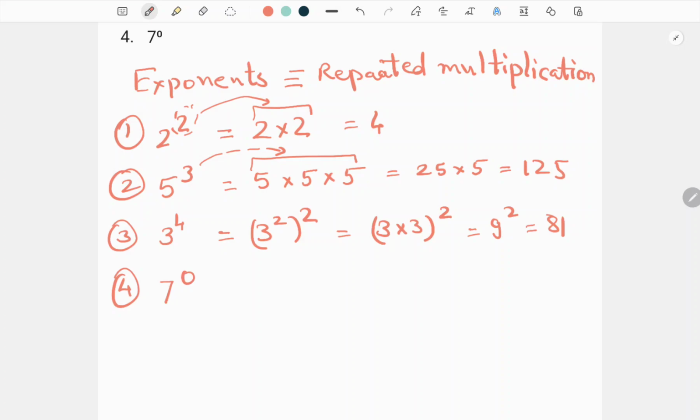The fourth one is somewhat tricky, but we can talk through it. 7 to the power 0. Now any number to the power 0 is 1, but let's see why that is the case.